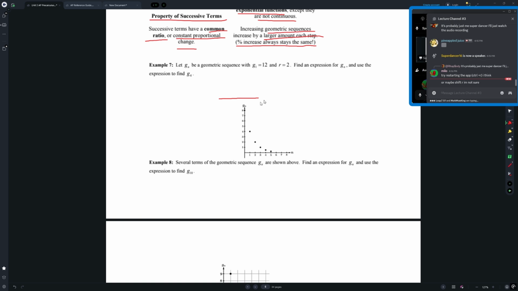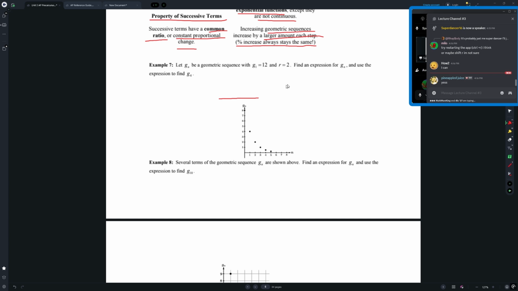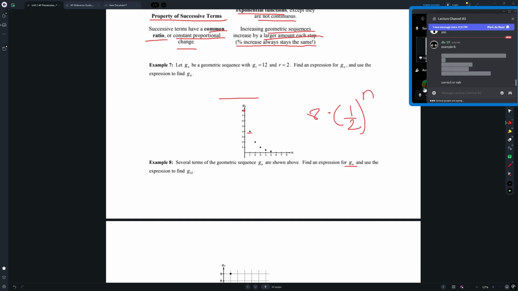So we'll continue. Can you guys see the screen? Because I did some resets. So yes, you can. Okay, and we'll continue. So first, g of n: the first term is 8, and it goes down to 4 at the second term, which means we have a 1/2 ratio for every n. And that's pretty much it.